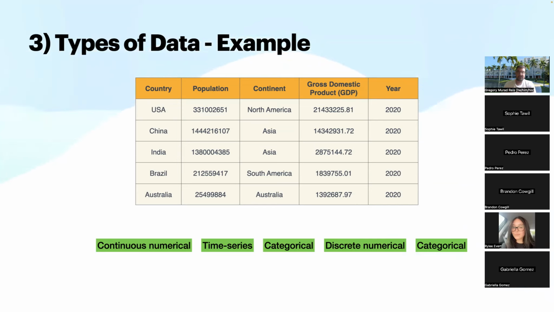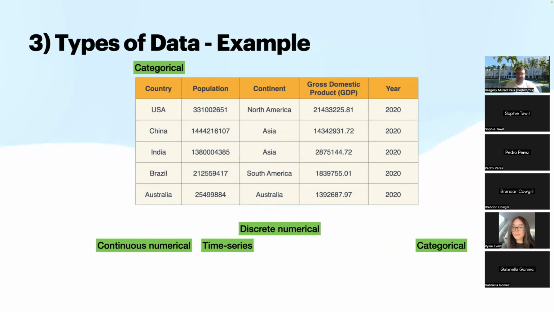Categorical. Very good. How about population? Numerical. Which numerical? Discrete. Discrete because you can count, right? I can count the number of individuals, the number of people living in that country. So it's a discrete one. How about continent?